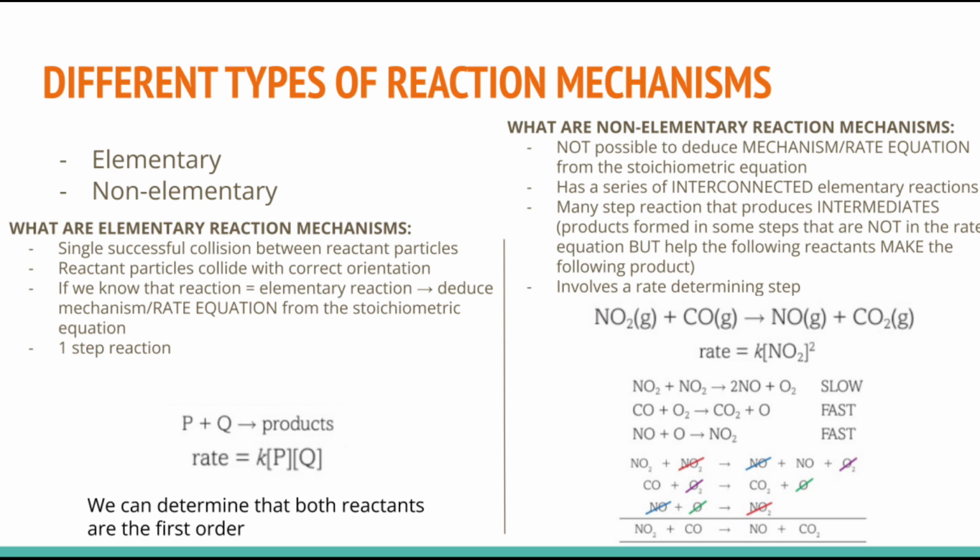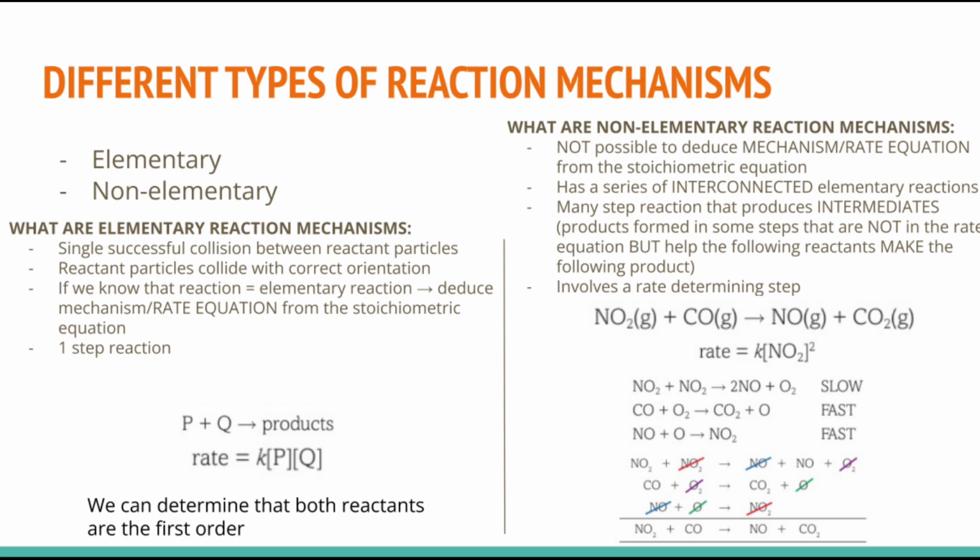So this is a single successful collision between reactant particles, and these reactant particles collide with correct orientation. If we know that this reaction is an elementary reaction, then we can deduce the mechanism and the rate equation from the stoichiometric equation. It is a one-step reaction.